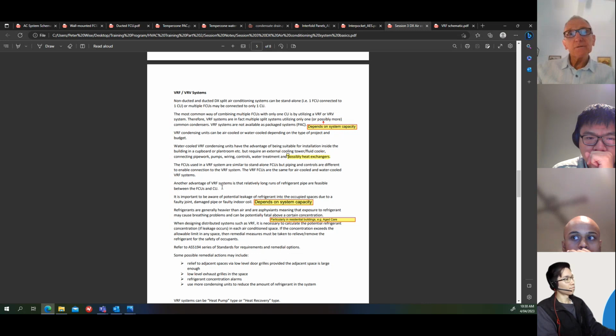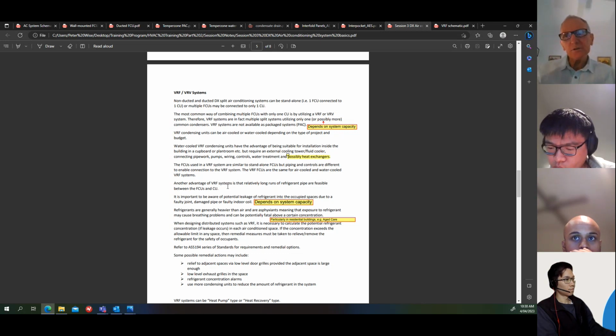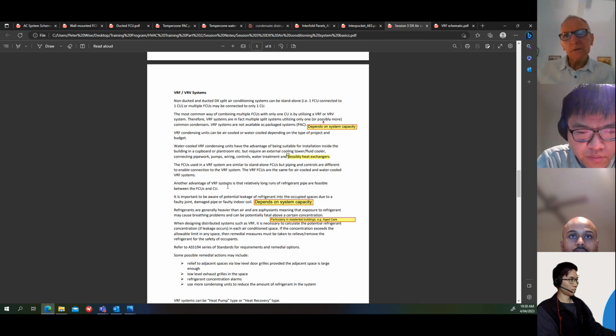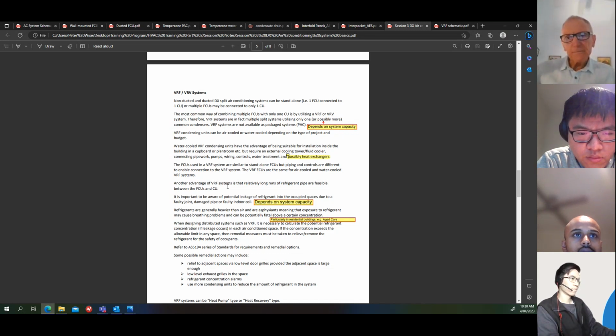Another advantage of VRF systems is that you can have relatively long runs of refrigerant pipe. Once again, you need to refer to the manufacturer's data because there's a certain length you can have from the fan coil unit to a branch pipe, and then from the branch pipe to the next branch, and then from there to the condenser and so on. They usually give you diagrams so you can work out what you can have, but overall you can have a huge amount of pipe work involved in a VRF system, refrigerant pipe.